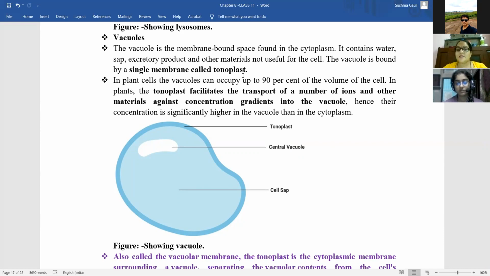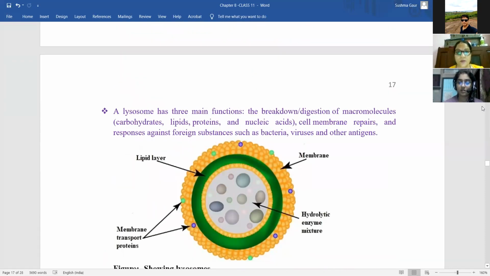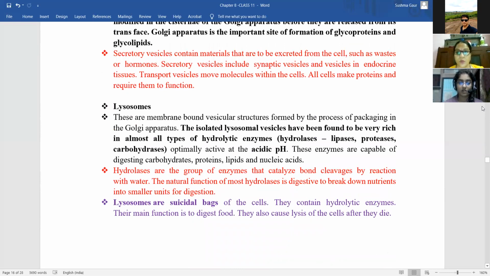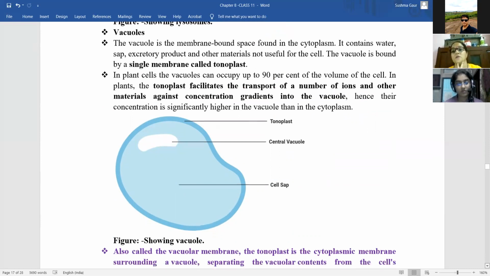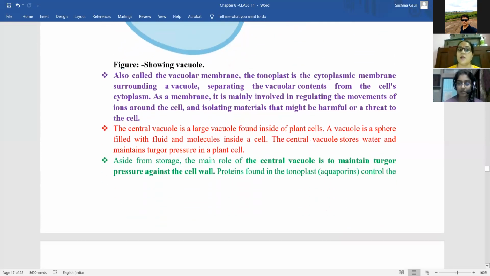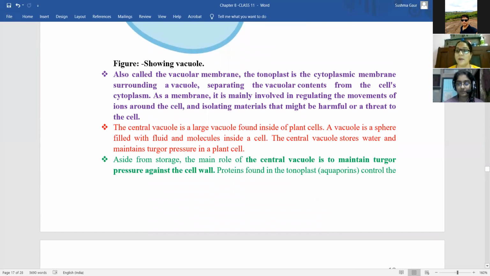And double membrane cell organelles are which? Mitochondria, Golgi apparatus, lysosomes, ER. No, lysosome is single membrane. So ER, Golgi, no, sorry, not Golgi, your mitochondria and your plastid, chloroplast, they are double membrane. And the nucleus is single membrane.